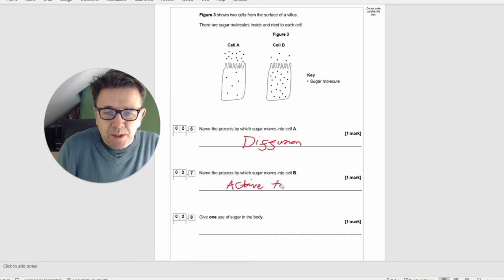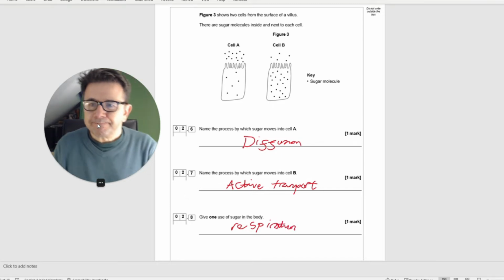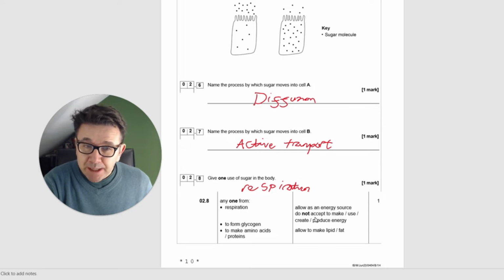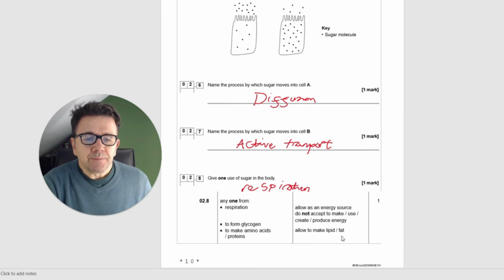So it moves from a low to a high, and then give one use of sugar in the body. And the main one is respiration, so using glucose is respiration. There we go. So you could also have to form glycogen or make amino acids and proteins. They would also allow an energy source, but it cannot be accepted if you said to create or produce energy. Okay, it's not producing energy. All right, it's not creating it either. So it's releasing energy, or it's an energy source. So that's what you would need to include in your answer.